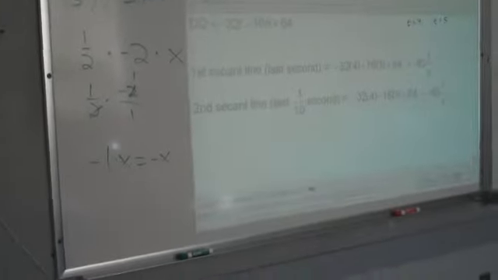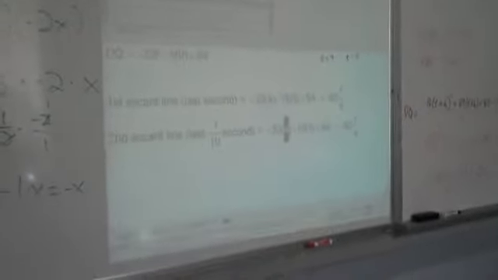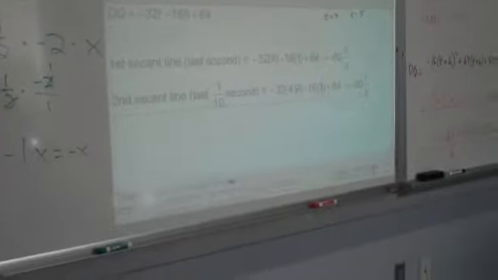Okay, now I'm going to do my second secant line. This time, I want the last tenth of a second. What was its average speed over the last tenth of a second? So what's my starting T? 4.9. And then what's my H? 0.1.